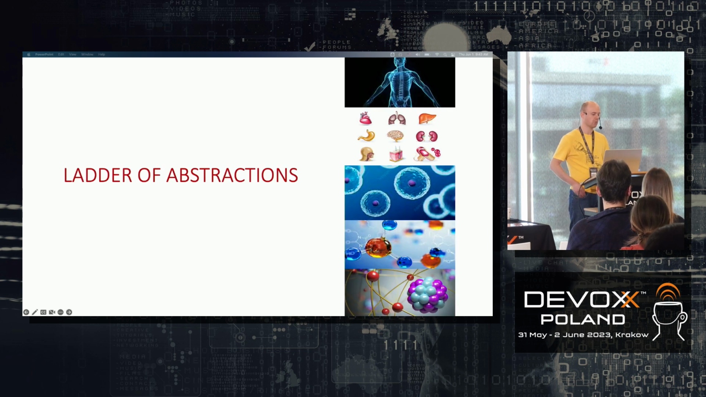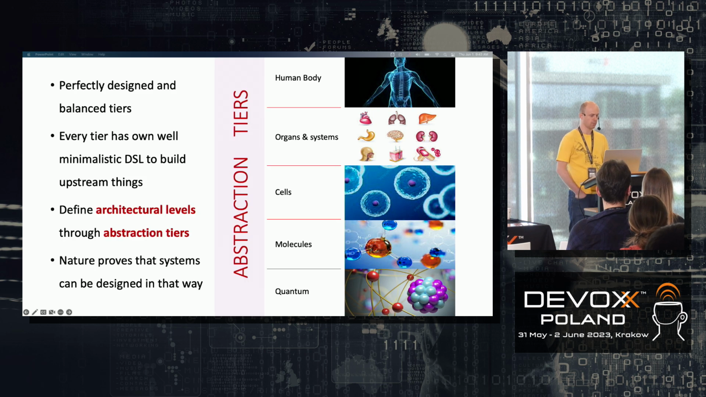All right, ladder of abstractions. Last thing. So yeah, our body is a great example of a ladder of abstractions. We are functioning on multiple tiers, right? As an entity, the body operates on one level. We consist of different organs and systems. It's the downstream tier. If you open the hood of this tier, it consists of other objects, cells. Cells consist of molecules, and so on.